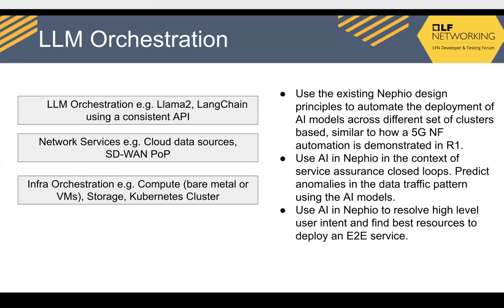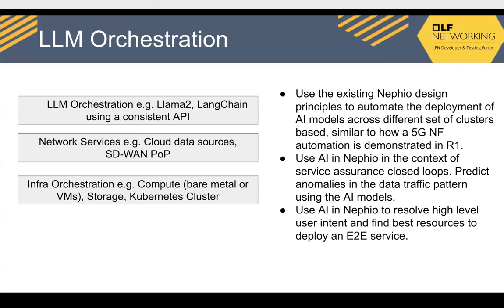Then we can have a network service layer on top. Instead of talking about 5G, we might have different network services in the context of the LLM. It can be a network service to connect the large language model to an SD-WAN POP. There might be a network service to connect the LLM to a cloud data source, etc. And below, there can be a controller or operator per model, for example one for Llama 2, one for LangChain, and so on.